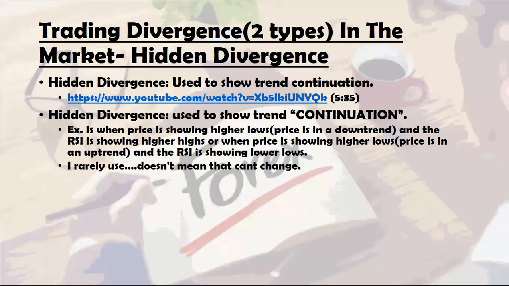All right, cool. So there are two types of divergence in the market. We're going to talk about hidden divergence first, and it's used to show trend continuation. Regular divergence shows trend reversal, but hidden divergence just shows trend continuation, as I just mentioned before.